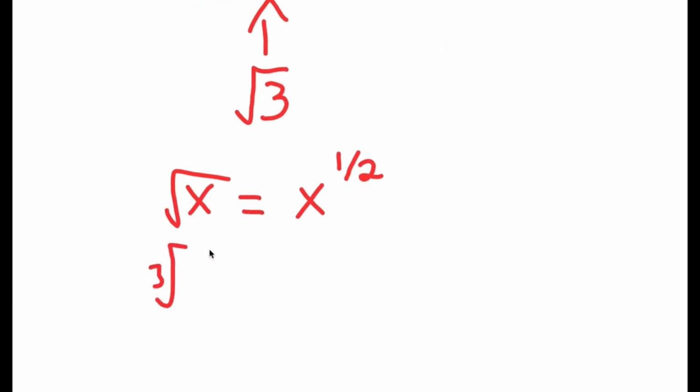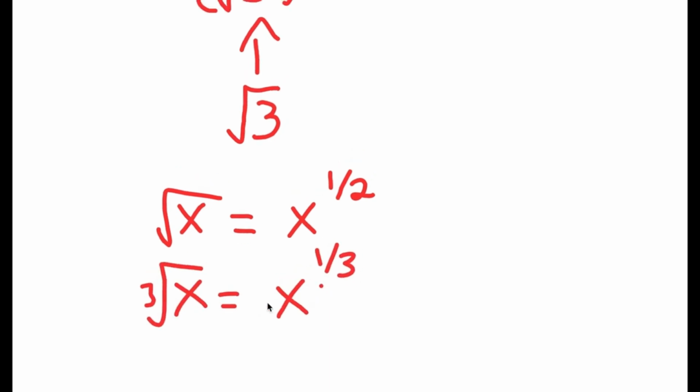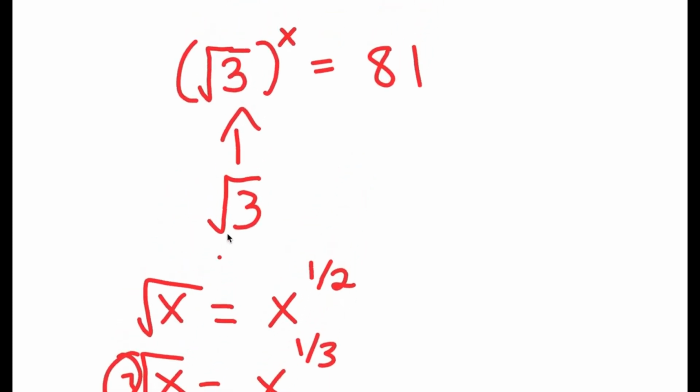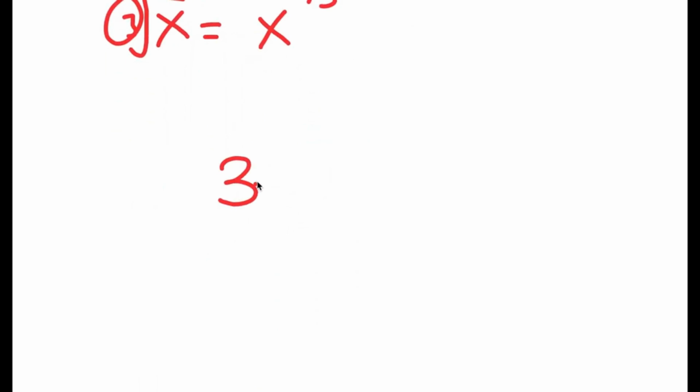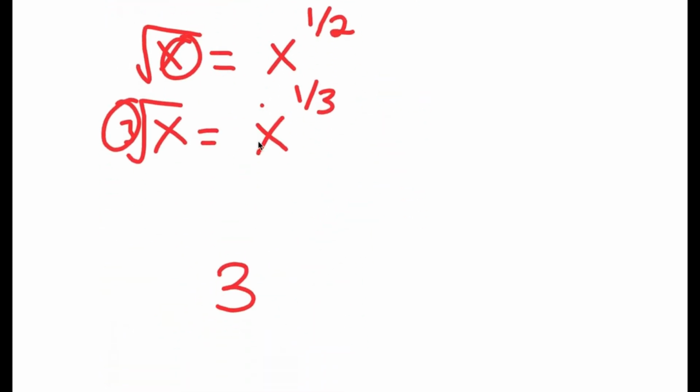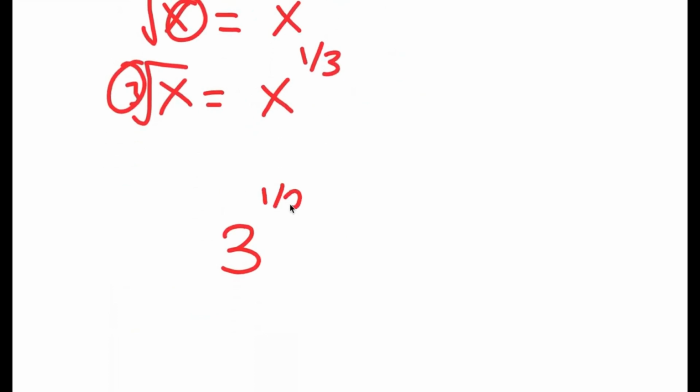And the cube root of a number, that's that number to the power of 1 over 3, because we have a 3 over here. So the square root of 3, we can think of 3 as x in this case, and we can rewrite this as 3 to the power of 1/2. So now, if I substitute in 3 to the power of 1/2 for the square root of 3, I get 3 to the power of 1/2 to the power of x is equal to 81.